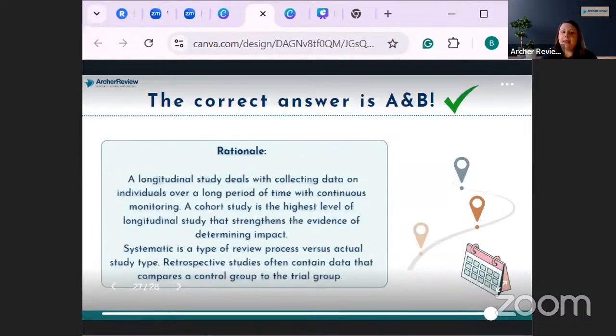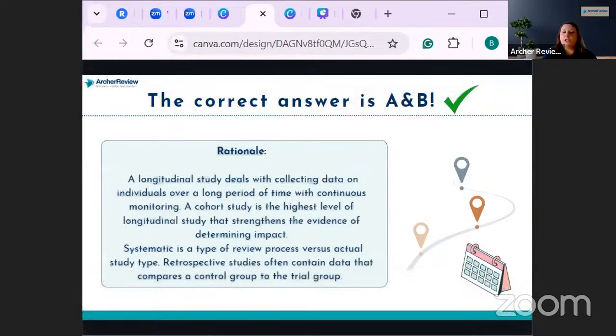Absolutely. This is A and B, right? So a longitudinal study is going to deal with collecting data on individuals over a long period of time with continuous monitoring. And the cohort study is going to be the highest level of the longitudinal study umbrella, right? That strengthens the evidence of determining impact.